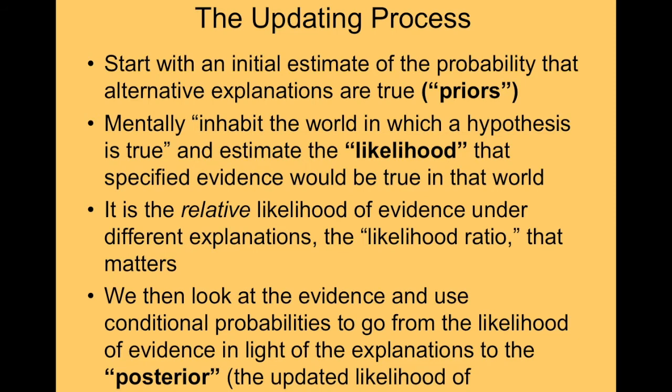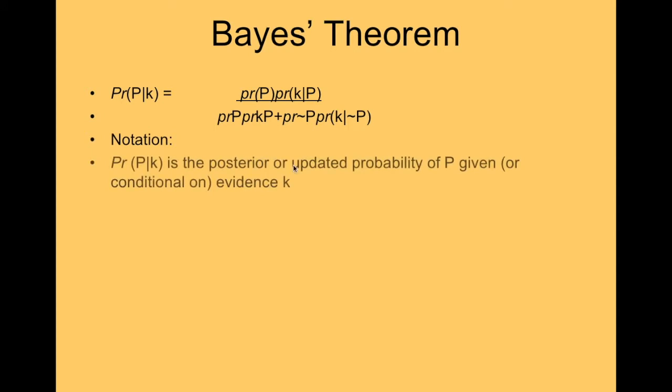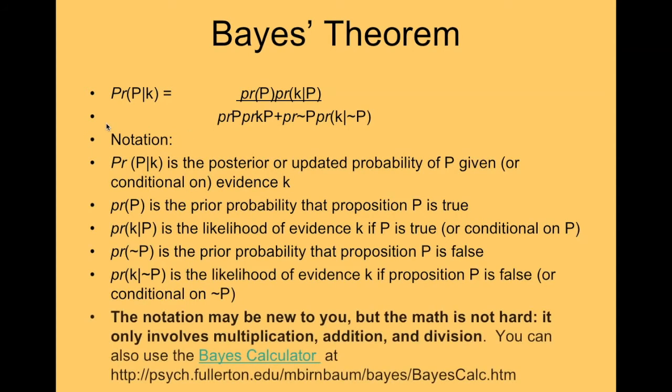So this next slide just shows Bayes' theorem, or one version of Bayes' theorem, in the mathematics. Just to walk through it quickly here, and you may want to take some time to look at it if you haven't seen it before. The updated probability that proposition P is true given evidence K is our prior, our going-in guess of the likelihood that P is true, times the likelihood of evidence K if P is true, right? So this is our true positives.